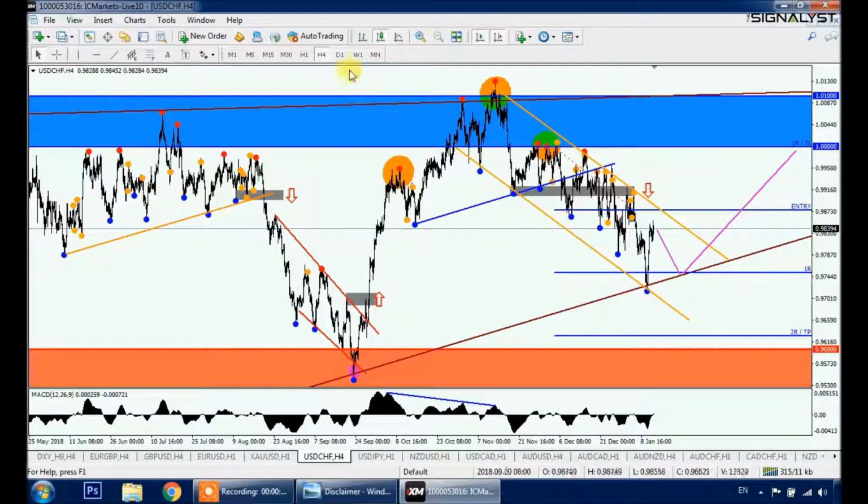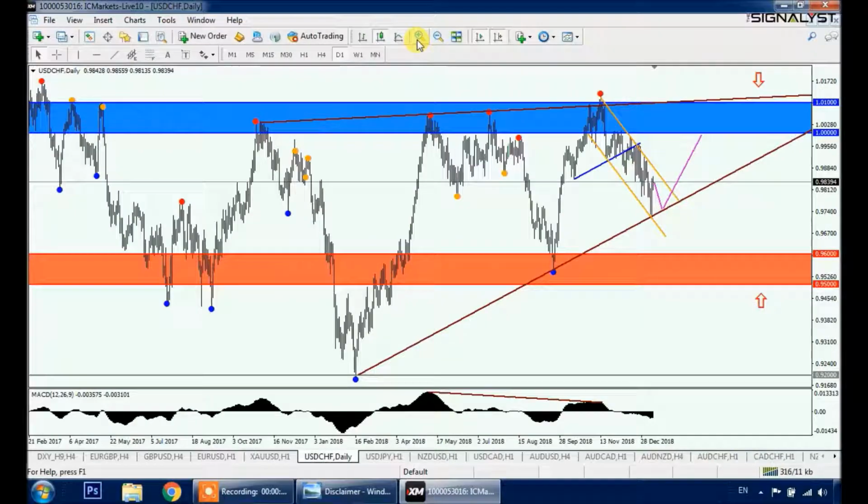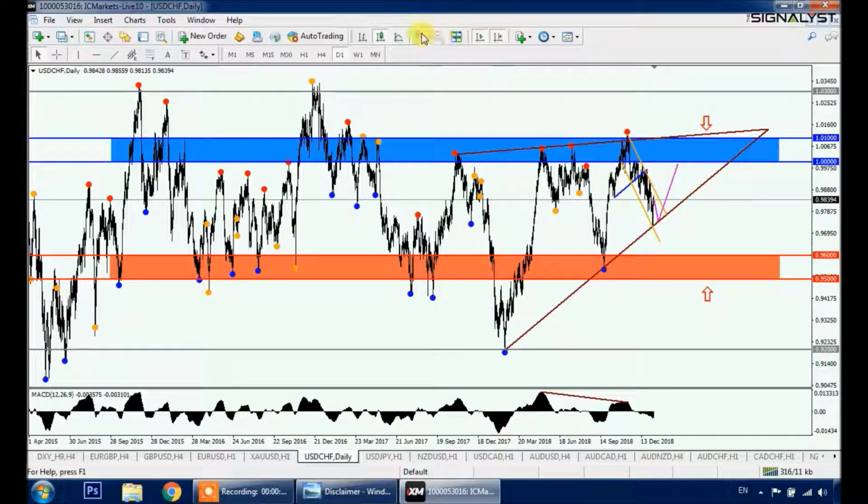As I mentioned on the daily time frame, I'm only interested in selling this one around here next to our rejection zone in blue. So I'm waiting for this one to get around here and then look for short opportunities when it breaks below this objective trend line.